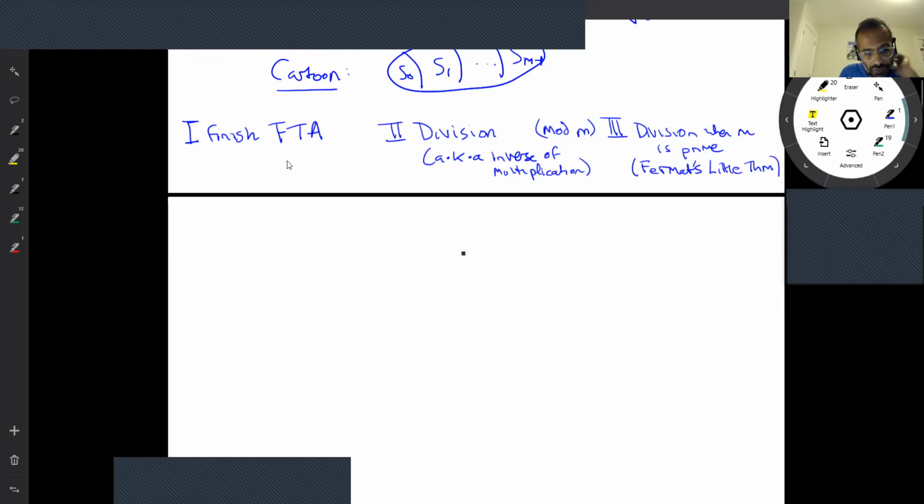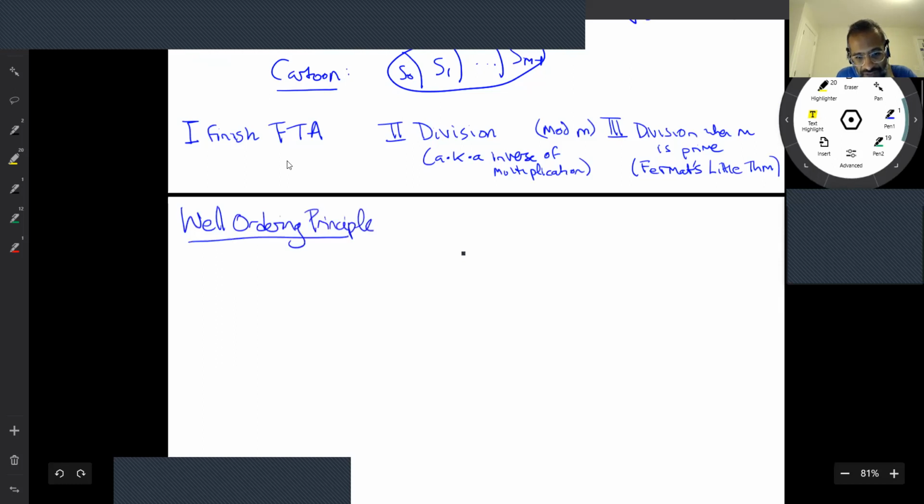Yeah, so I'm going to use a device which is going to come up later in the course, called the well ordering principle. So this is actually something from chapter 5, section 5.2, and this is an axiom. Okay, so we're not going to prove this. This is something we're going to take to be a true statement.